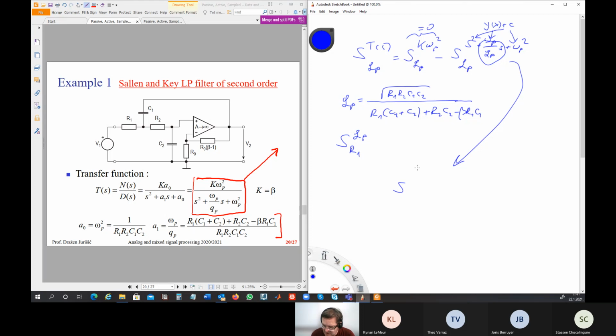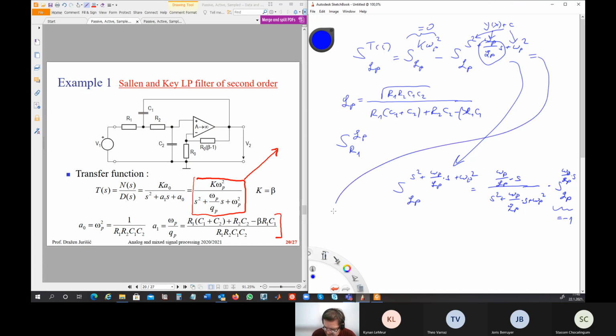So S to the S squared plus omega P over QP times S plus omega P squared to QP is equal to, let's say like this, omega P over QP times S squared plus omega P over QP times S plus omega P squared multiplied by S omega P over QP times S to QP. So that's it. And this here stays, and this here is equal to -1. So what is this? This will be -1 plus -1.